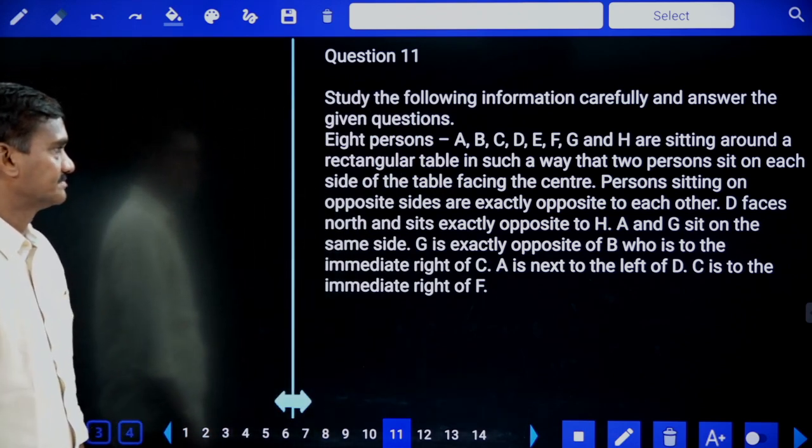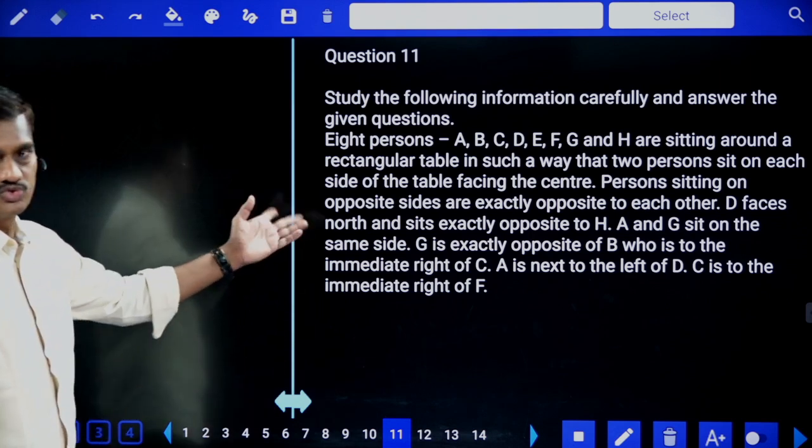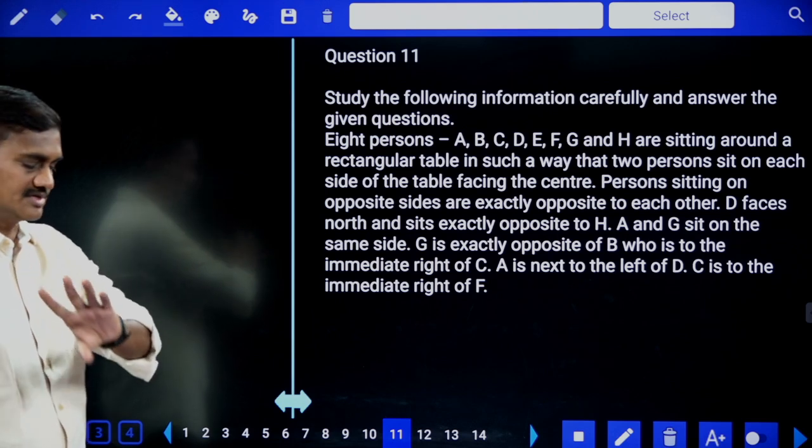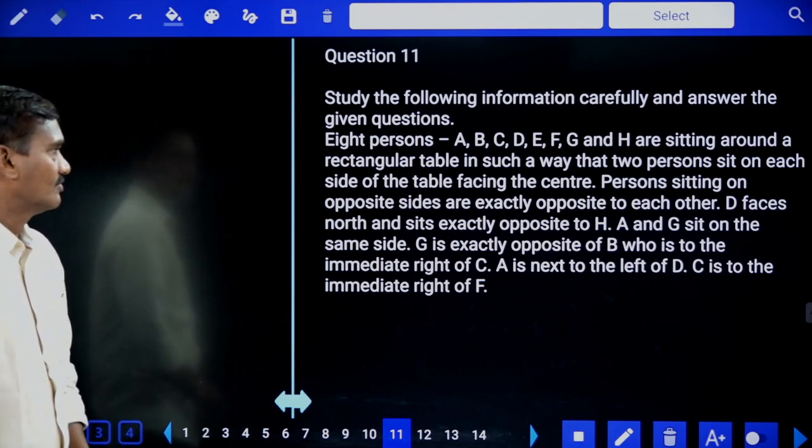Make it fast. ఎందుకంటే అన్ని సైడ్స్ 2 persons ఉన్నారు. 2 persons means almost equal to our circular table. Only 1 minute. Make it fast. 1 minute to this.